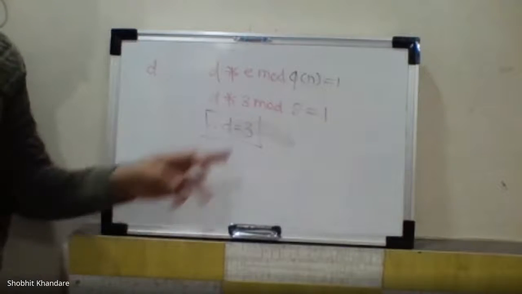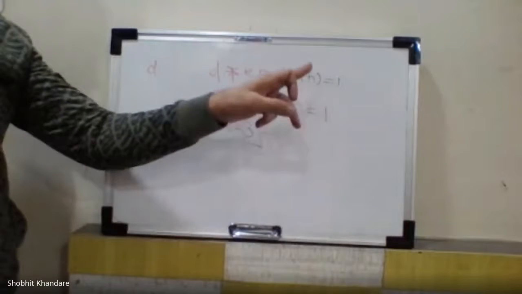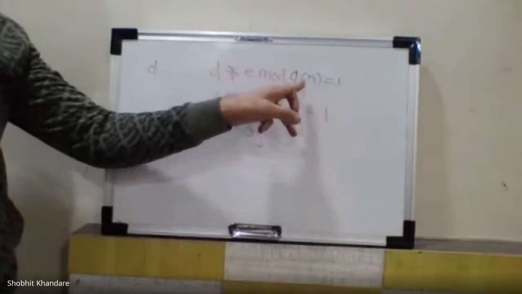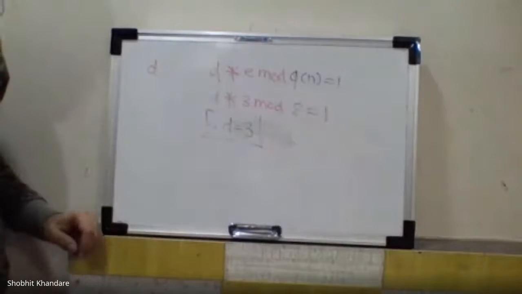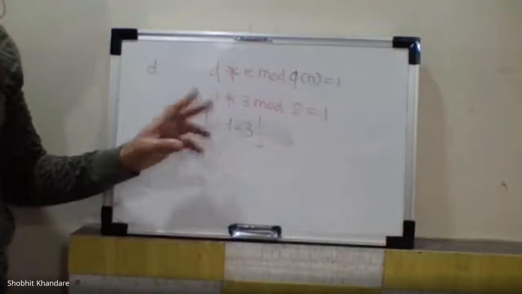Please make the correction here. Here it is not n, here it is phi of n, Euler's totient function of n. So we have got the value of d is equal to 3.